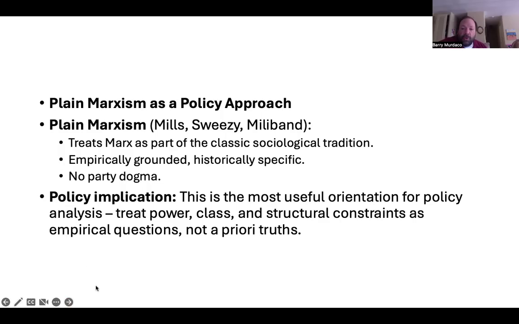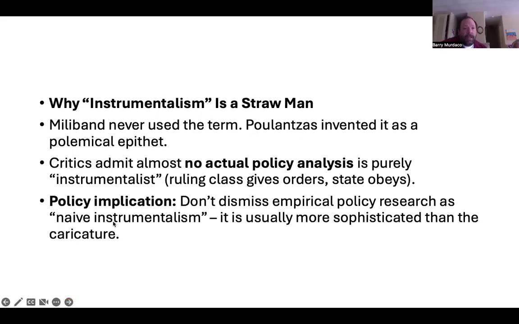This is the most useful orientation for policy analysis, according to Barrow. Treat power, class, and structural constraints as empirical questions, not a priori truths. In other words, not pre-existing truths, basically.